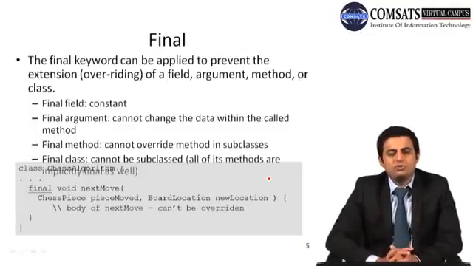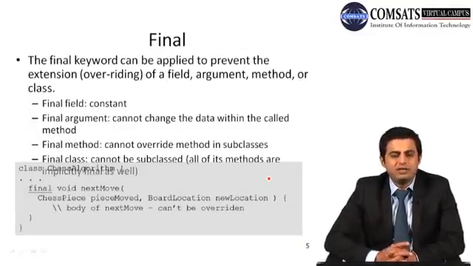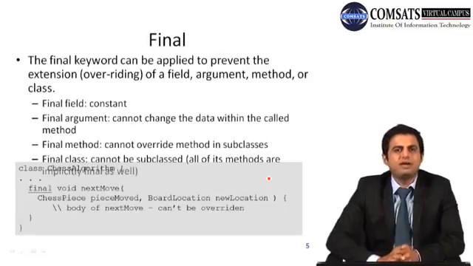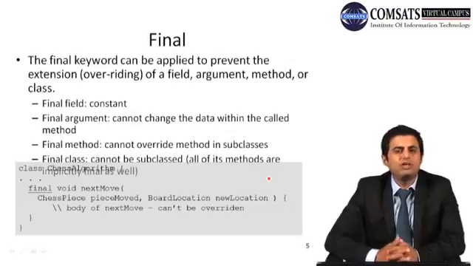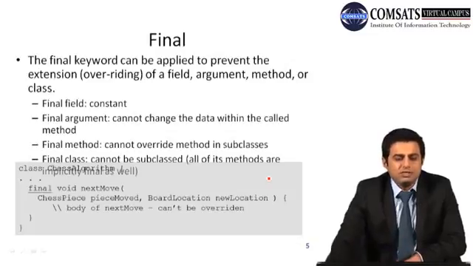Now we go on to another keyword, which is final. As the name suggests, final is for any variable or any value of a variable which you want to keep final, and you don't want it to be changed during the execution of the program. Final could be attached to a field, an argument, a method, or even a class. What it does is prevent the extension or overriding of a field, argument, method, or class.